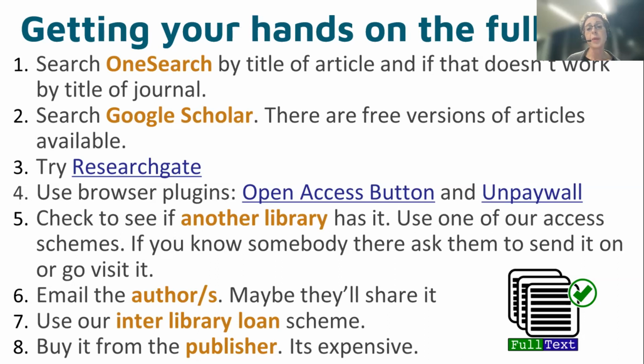If it's held in another library, you could use an access scheme such as ALCID or SCONUL to visit that library. Or if you know someone at that university, then you could ask them to send it on to you. You also could email the authors and they might share it with you. You can use our interlibrary loan scheme, which is free, so you don't have to pay for getting a copy of the article, or you can buy it from a publisher, but this can turn out to be expensive, especially if you have a few articles to obtain.